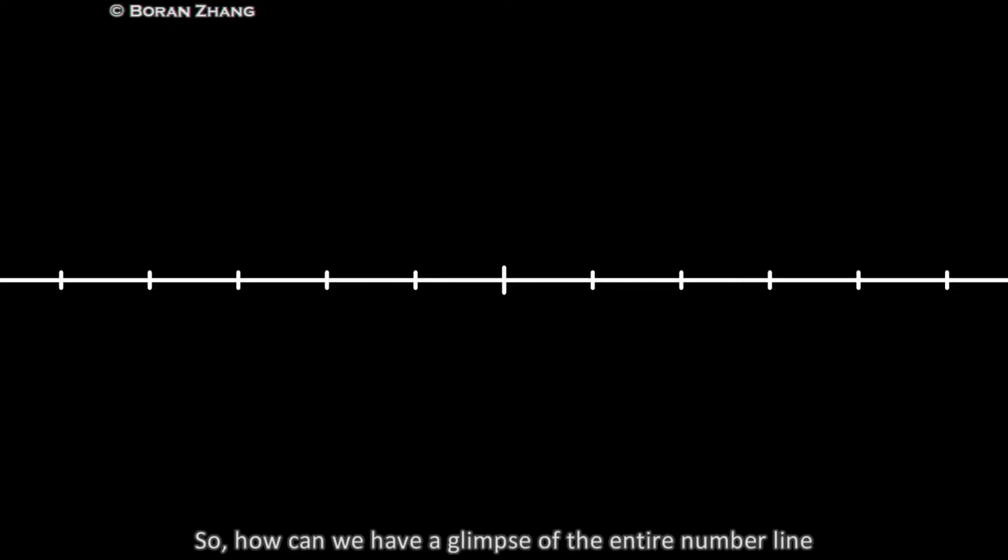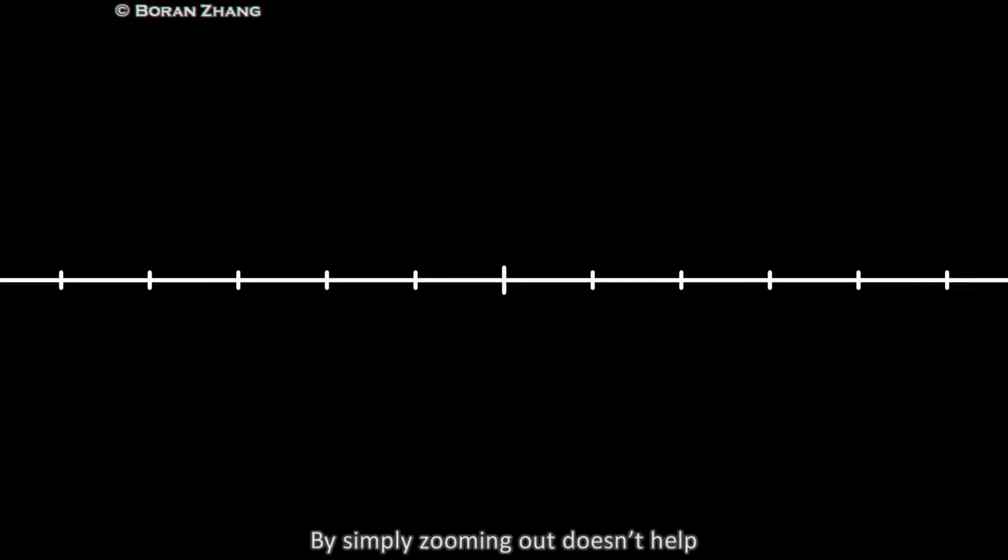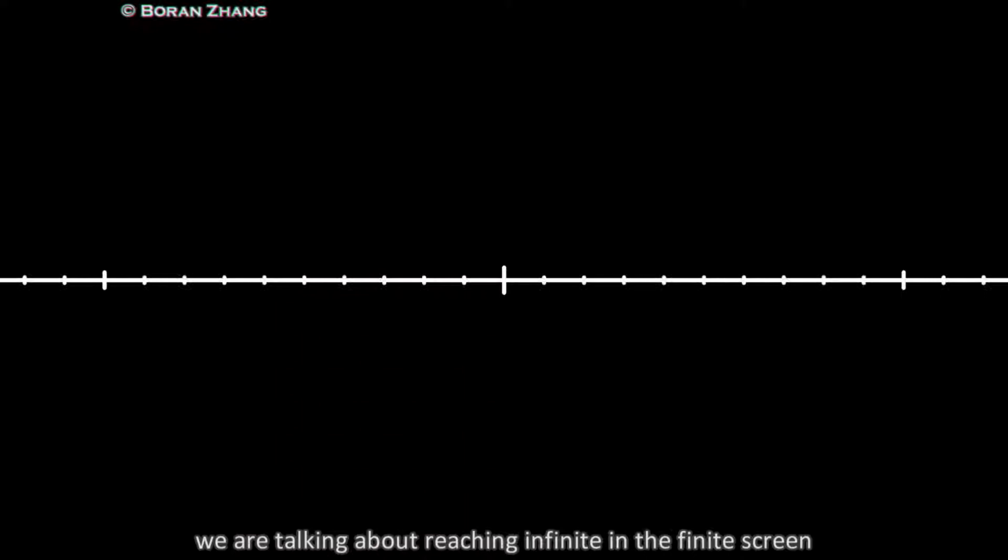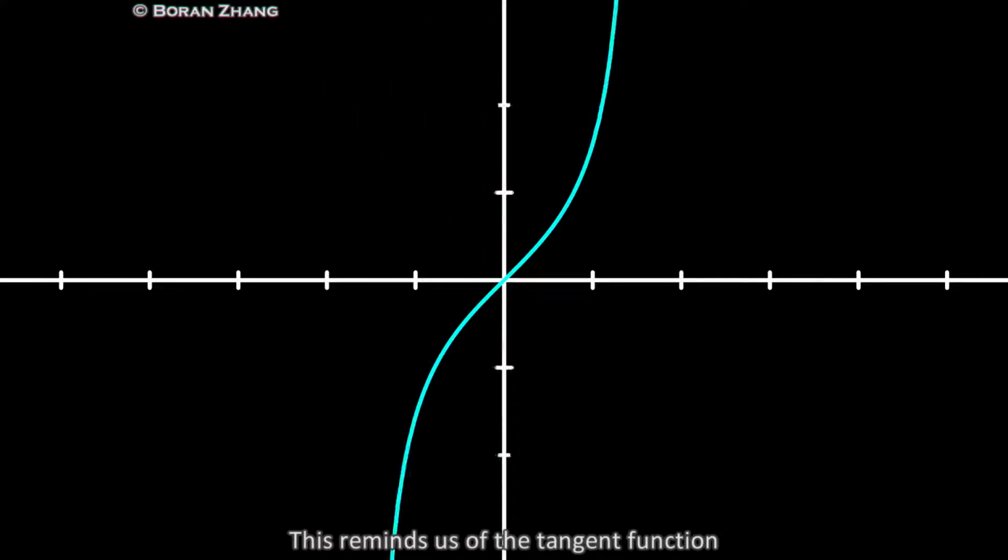So how can we have a glimpse of the entire number line? Simply zooming out doesn't help. We are talking about reaching infinity in a finite screen. This reminds us of the tangent function. Well, this part of it.